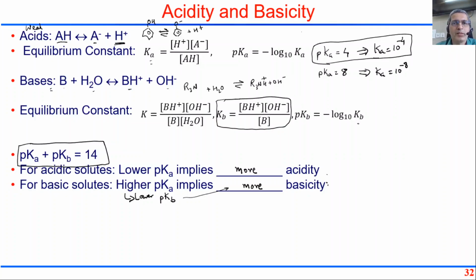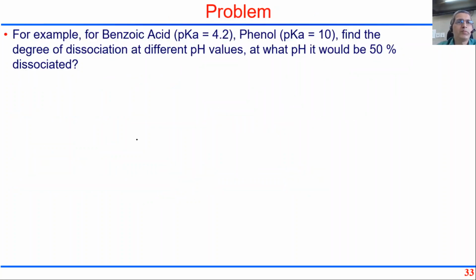Okay. The next concept I want to ask about is, for example, benzoic acid has a pKa of 4.2, phenol has a pKa of 10, right? So benzoic acid would be like this, COOH. Benzoic acid would dissociate as COO minus and H plus. And phenol, we saw that phenol would be OH, giving the phenolate or phenoxide ion, O minus and H plus.